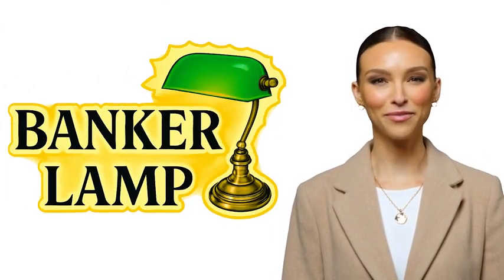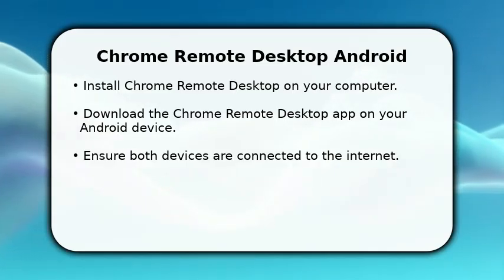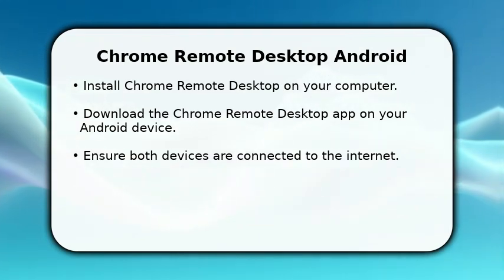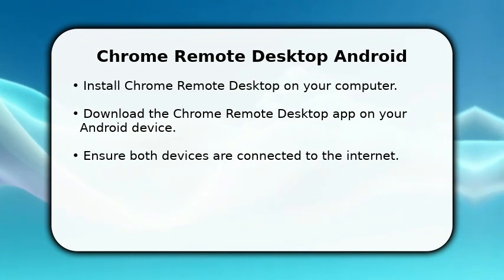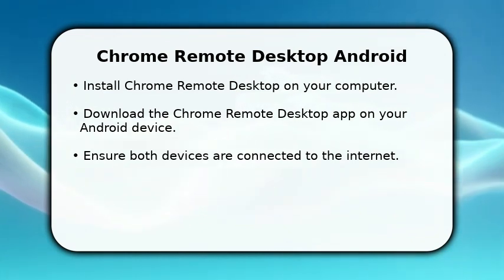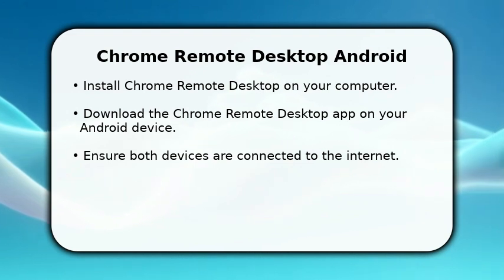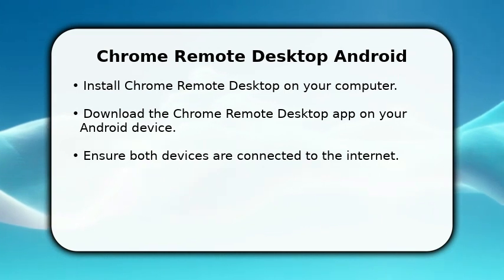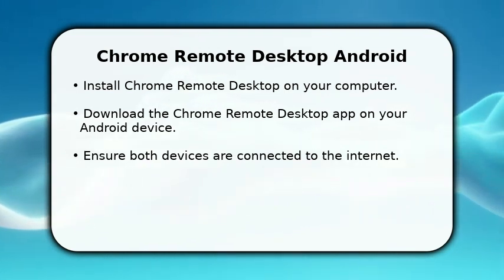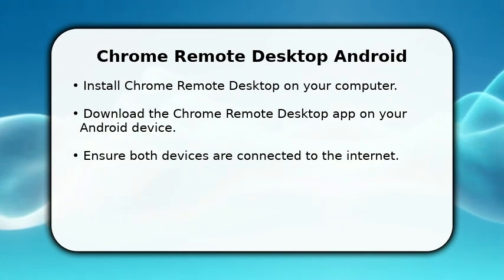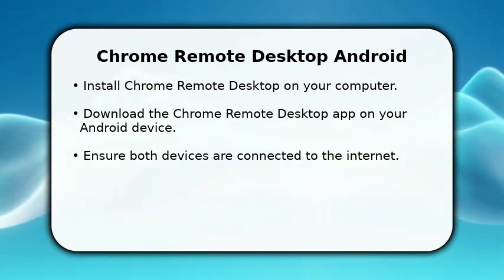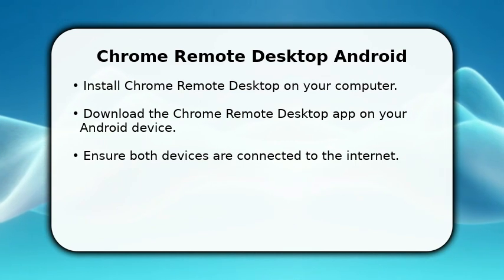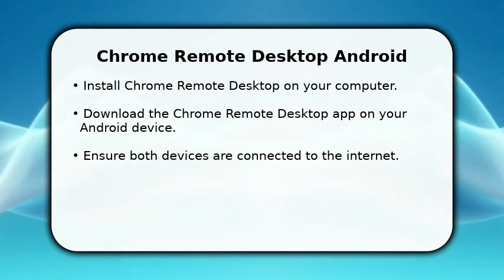Please enjoy the video. In this video, I will explain how to use Chrome Remote Desktop on Android. First, you'll need to install the Chrome Remote Desktop extension on your computer's Chrome browser. Then, download the Chrome Remote Desktop app from the Google Play Store onto your Android phone or tablet. Make sure both your computer and Android device have a stable internet connection for a smooth experience. This initial setup is crucial for establishing a secure connection.